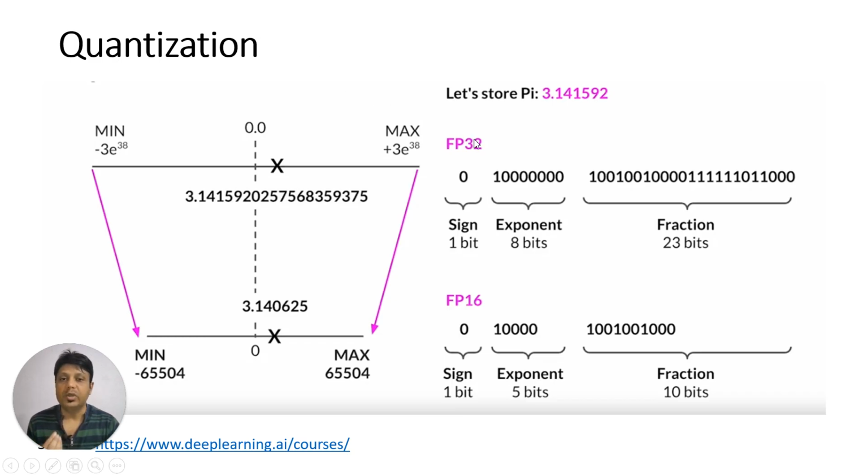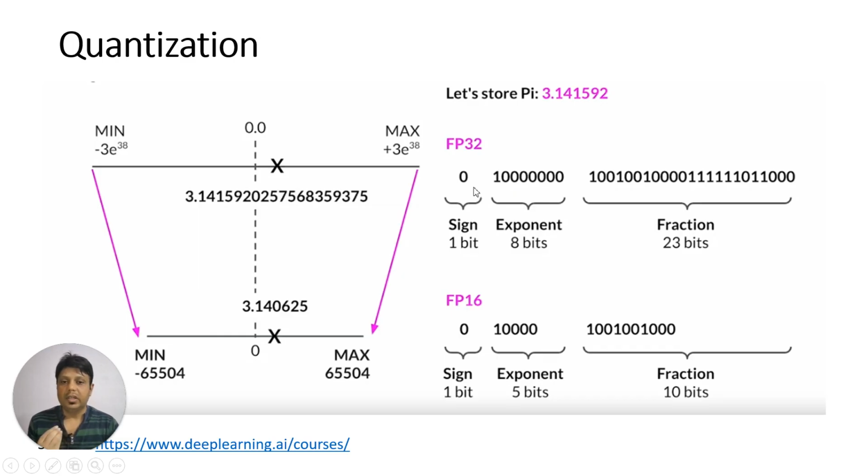floating point 32-bit precision. Now what is FP32? In FP32, we reserve one bit for the sign, 8 bits for the exponent, and 23 bits for the fraction. This is what FP32 is.